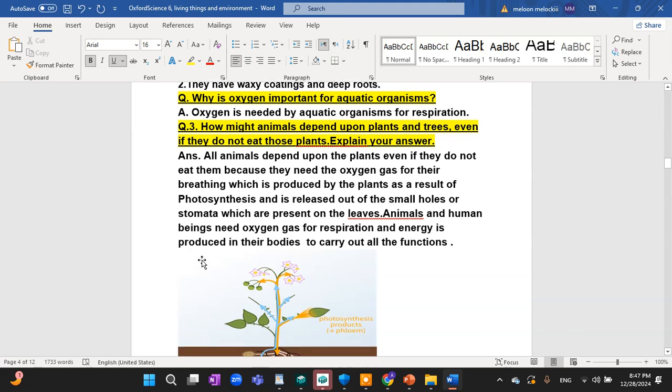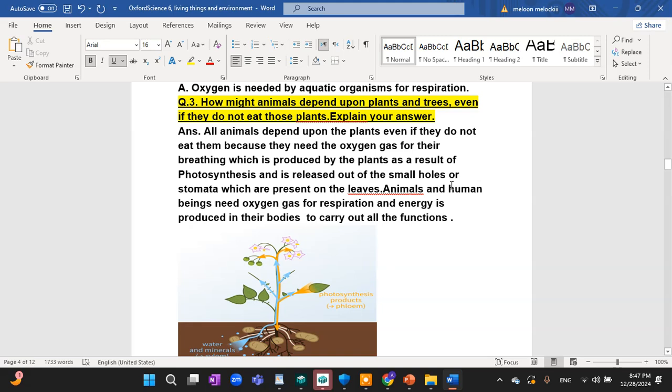Answer. All animals depend upon the plants even if they do not eat them because they need the oxygen gas for their breathing, which is produced by the plants as a result of photosynthesis and is released out of the small holes, and these small holes are called stomata. Where are they present? They are present on the leaves. Animals and human beings need oxygen gas for respiration, and energy is produced in their bodies to carry out all the functions.